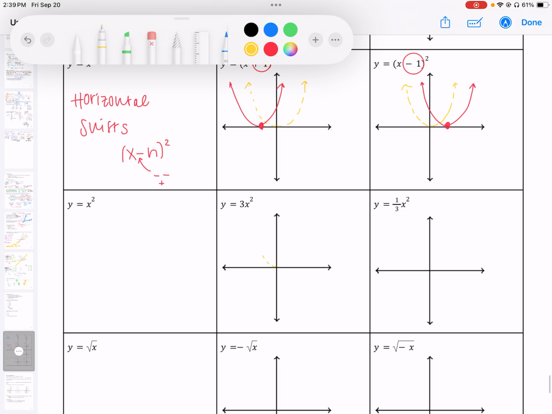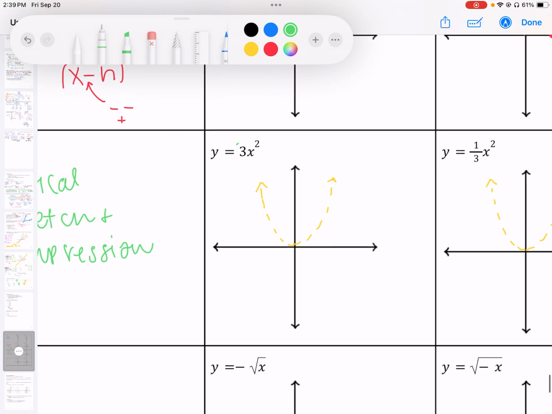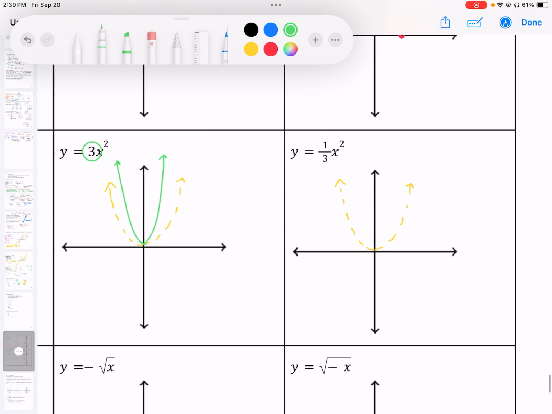My next transformation is going to be the stretch and compression. So these are vertical stretch and compression. In this one, we are multiplying our x squared by a 3, which means we are stretching and elongating by a factor of 3.